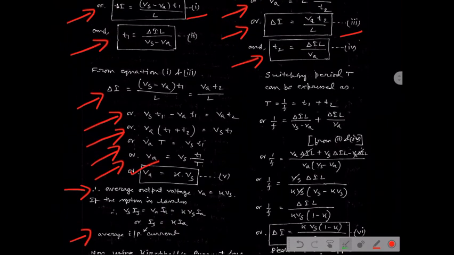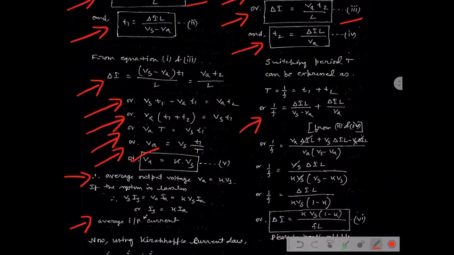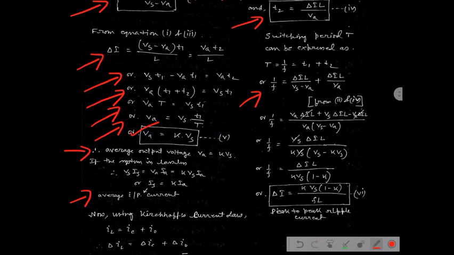Similarly, from equations 2 and 3, we can express the switching period T as T equals 1 by f, and T equals T1 plus T2. We take the values from these two equations, equation number 1 and equation number 4, and put the result over here. So ultimately we get 1 by f equals del I by L times (Vs minus Va) plus del I L by Va, from equations 2 and 5.